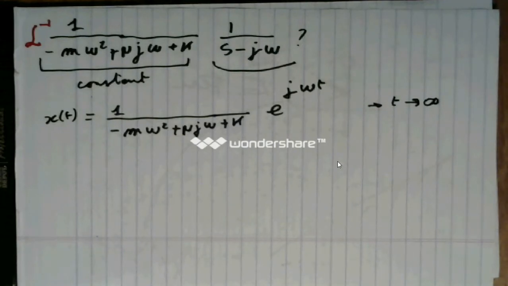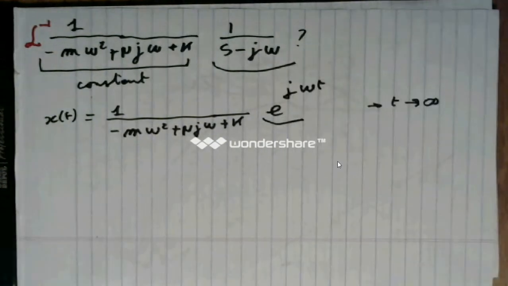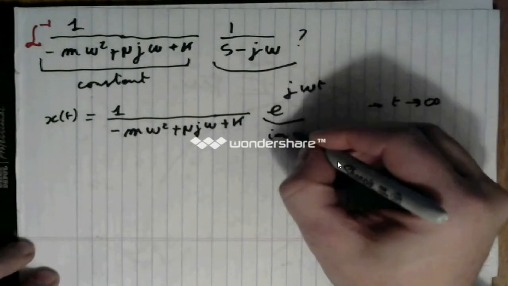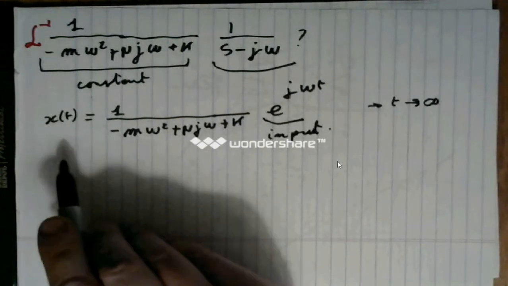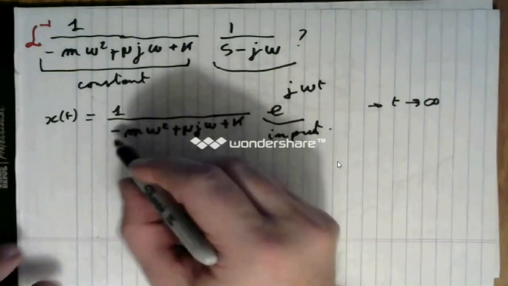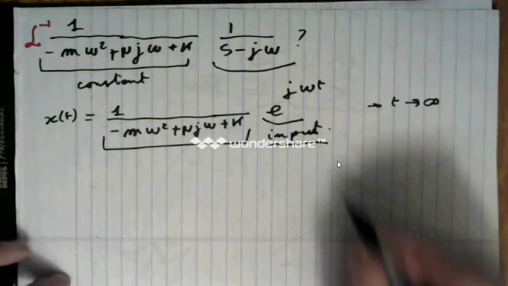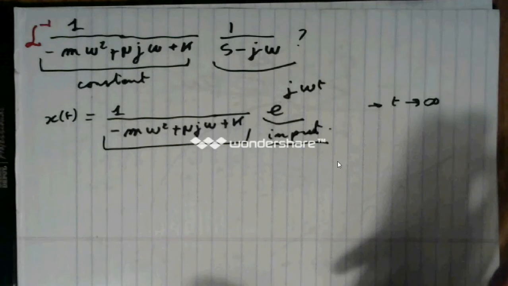Now what can I say here? First, this is the same term as what we had as an input. And so the long-term behavior of x is that of a number times the input. A complex number, but a number.